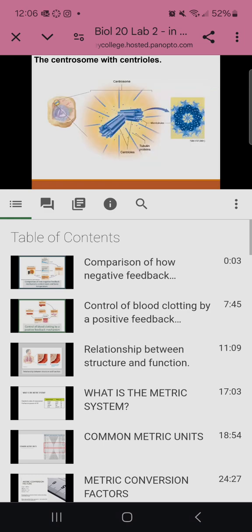We also talked about the centrosomes with centrioles. The centrosomes, we're going to see, are involved in cell division. Basically, before cell division, the centrosomes duplicate and go to opposite ends. The centrioles are the ones that make the spindle fibers, the threads that the chromosomes hang onto and line up on during cell division.